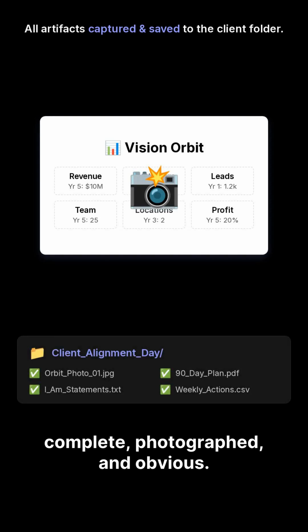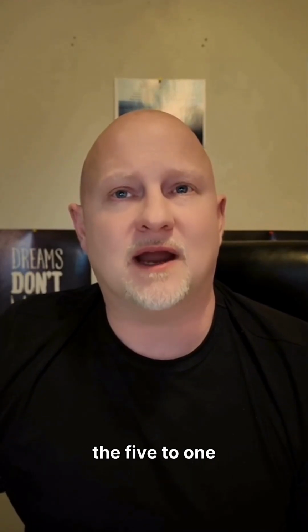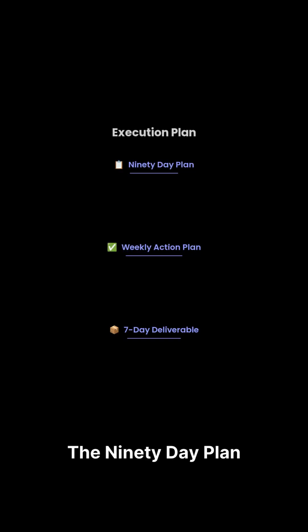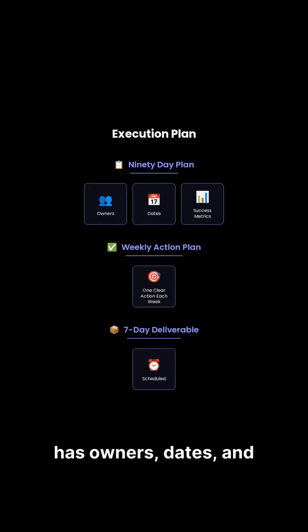The orbit should be complete, photographed, and obvious. The owner can explain the 5-to-1 flow in 2 minutes. Year 1 outcomes are tight and clearly tied to the orbit. The 90-day plan has owners, dates, and success metrics. The weekly action plan has one clear action each week.